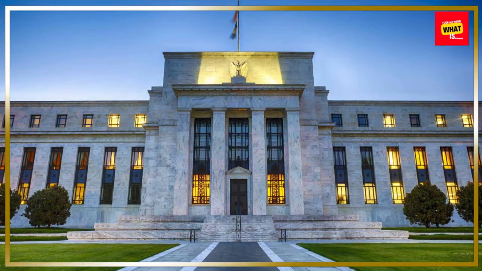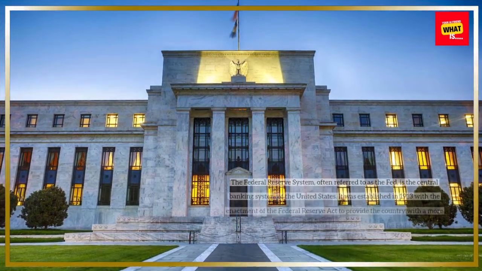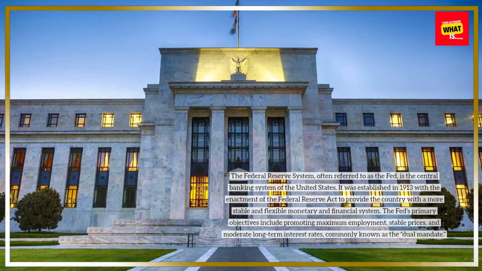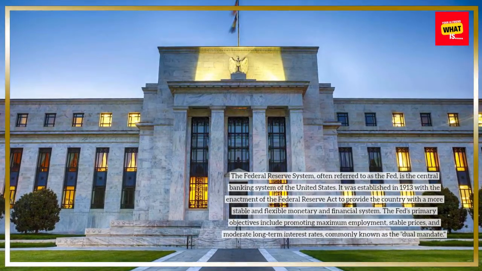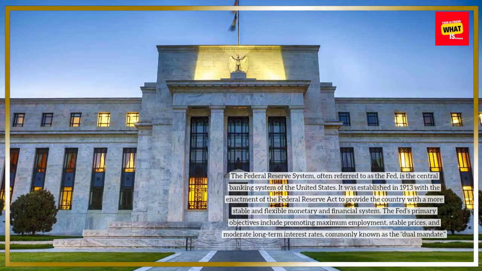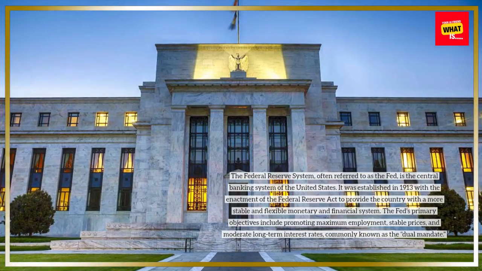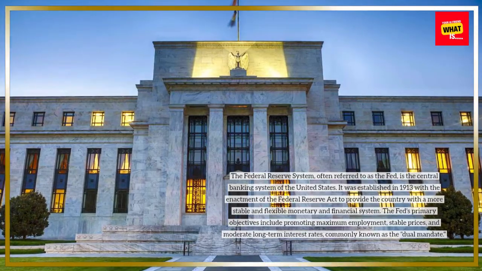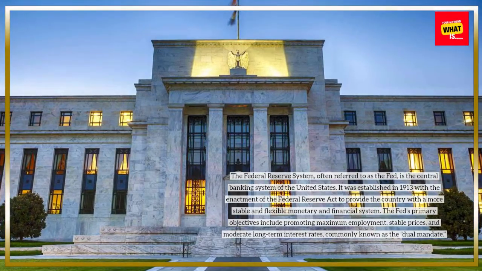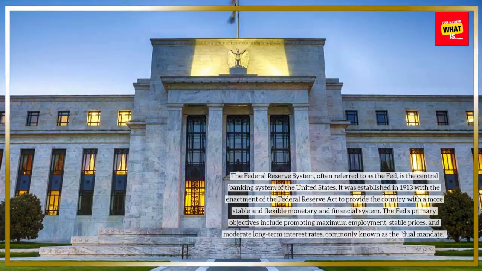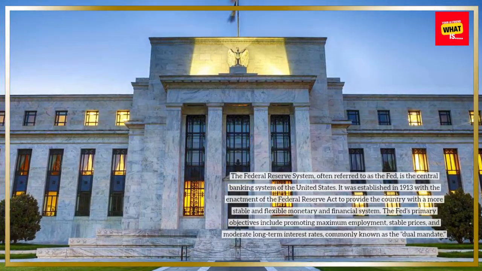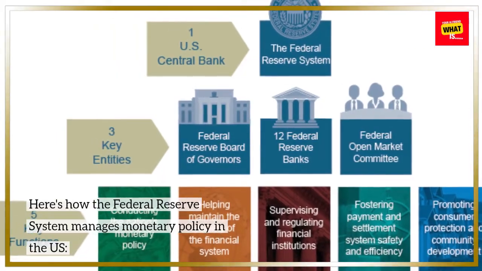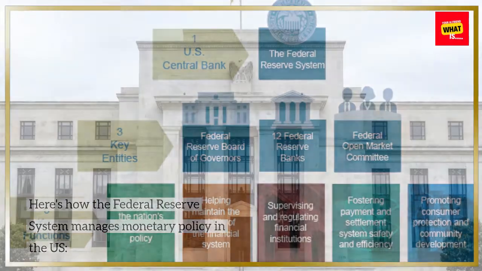The Federal Reserve System, often referred to as the Fed, is the central banking system of the United States. It was established in 1913 with the enactment of the Federal Reserve Act to provide the country with a more stable and flexible monetary and financial system. The Fed's primary objectives include promoting maximum employment, stable prices, and moderate long-term interest rates, commonly known as the dual mandate. Here's how the Federal Reserve System manages monetary policy in the U.S.